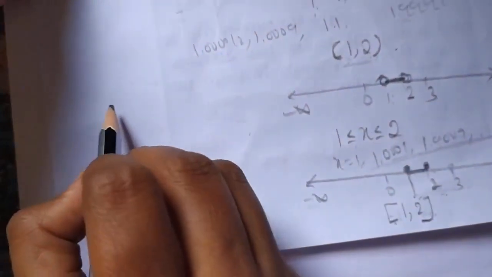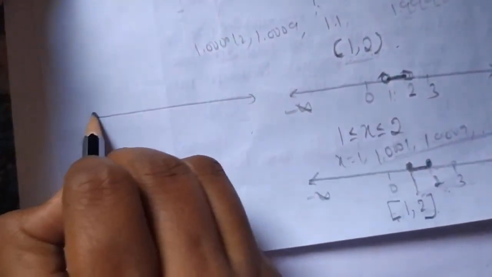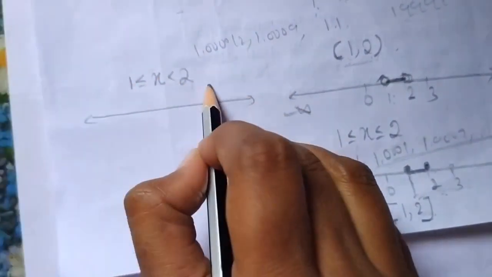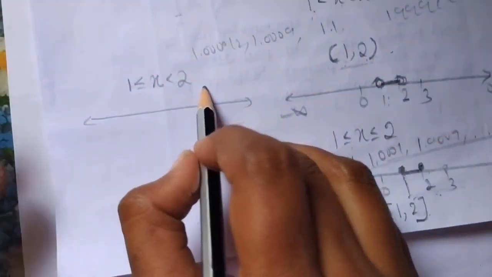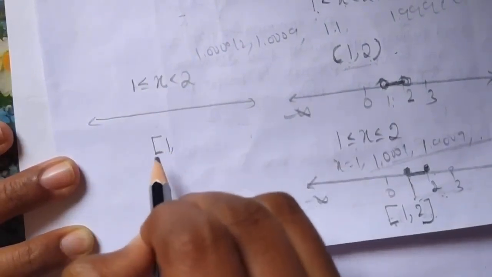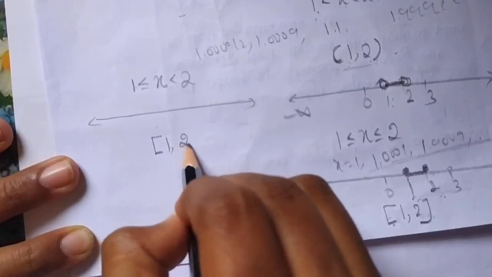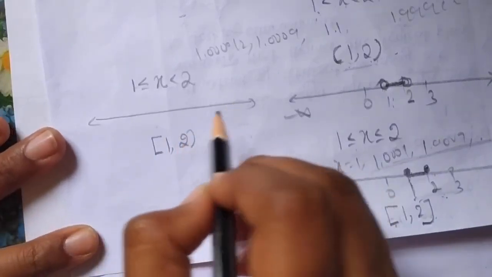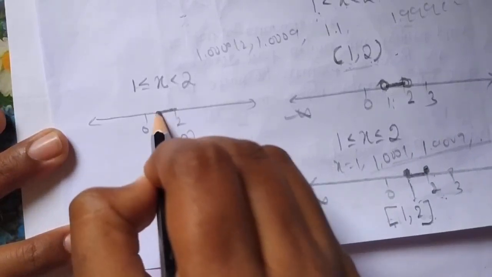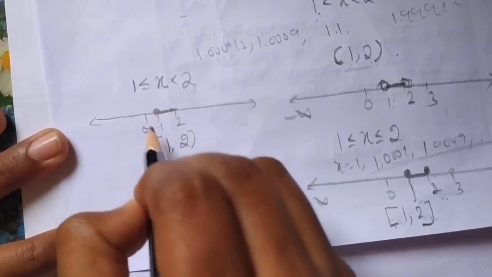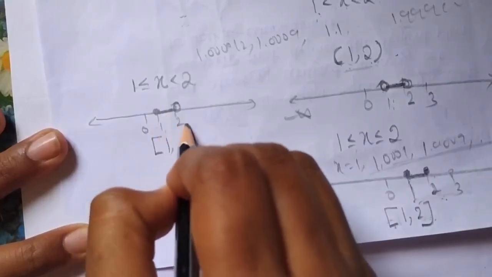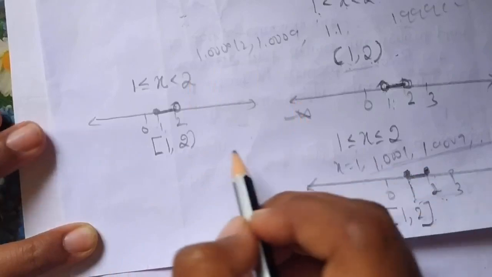Similarly, we can have two more representations. If 1 is included and 2 is not included, then we draw a square bracket for 1 because 1 is included, and open bracket for 2. 2 is not included. On the number line, darken the line from 1 to 2 and darken the circle at 1, 1 is included, and just draw a circle without darkening at 2, 2 is not included.